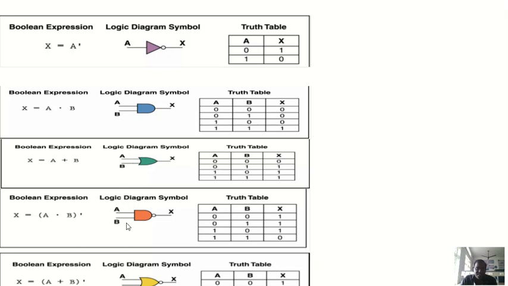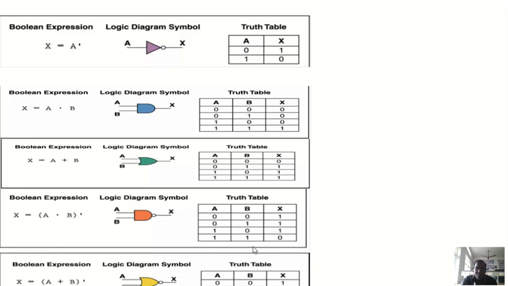Then the logic diagram symbol for the NAND gate, just opposite to the AND gate. Here in the NAND gate, if both inputs are set, output is reset, otherwise output is set. If both inputs are 0, we get 1. So we can come to the truth table: 0, 0 gives 1. 0, 1 gives 1, 1, 0 gives 1, and 1, 1 gives 0.